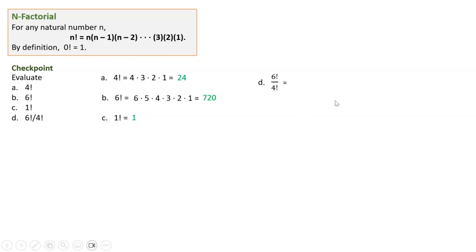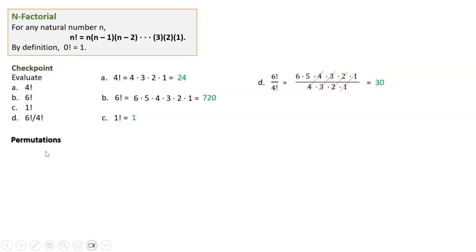Now for D part, 6 factorial divided by 4 factorial. So 6 factorial will be the same thing as 6 times 5 times 4 times 3 times 2 times 1 divided by 4 times 3 times 2 times 1. Right, so that's equal to 1, to 1, and to 1. So we have 6 times 5 times 1, which will give us 30. Your answer is 30. And all these can also be put in the calculator. Today, I show my students how to do that.